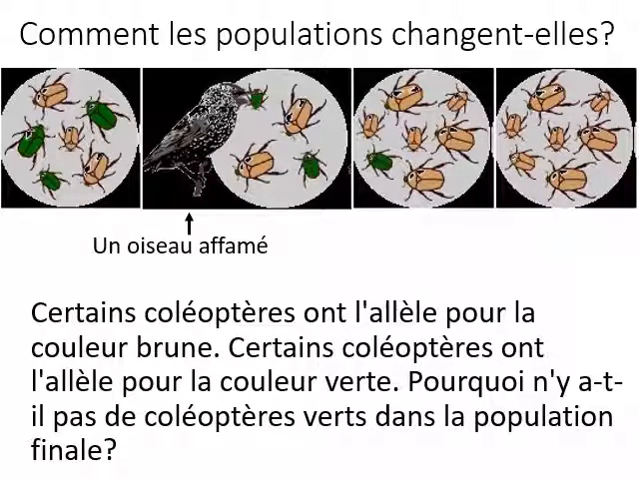How do populations change? Here's an example with beetles. In the beginning population, we see that some beetles have the allele for brown color. Pause this video and discuss why there are no green beetles in this final population. Then read and work through the final slides as a class or on your own as time allows.